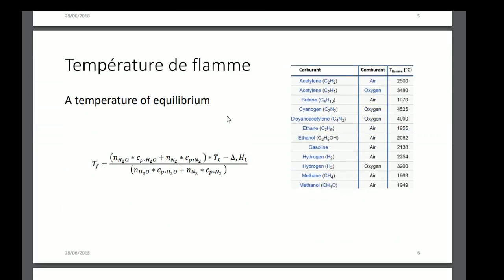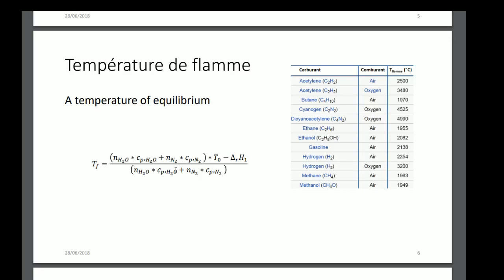Let's talk about the temperature of the flame, which means the temperature of equilibrium in a combustion. It's just a result of the enthalpy balance. So it's not really hard to get, just that it's interesting to know that depending on the fuel and the comburant, you get different temperatures of the flame. With dioxygen, you get a really high flame temperature, and with air, you get a way lower one. And it's really rare to work with dihydrogen and dioxygen directly. You often work with air, so you often consider this one and not the other.